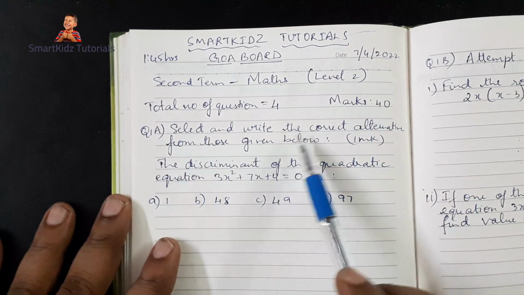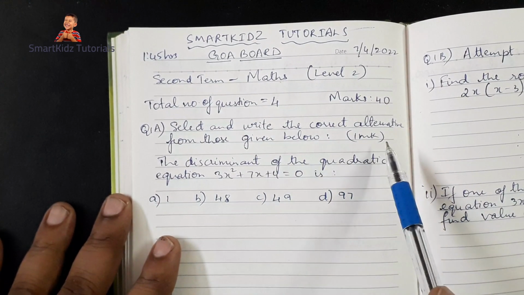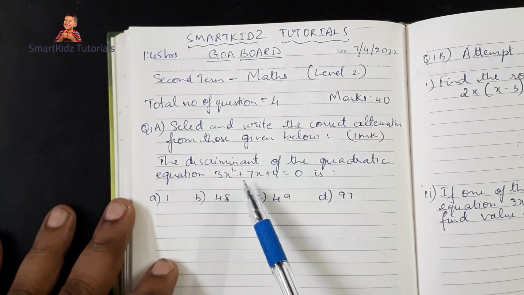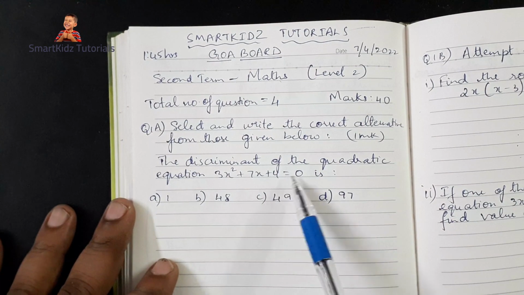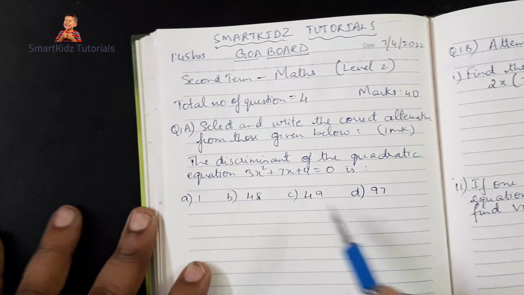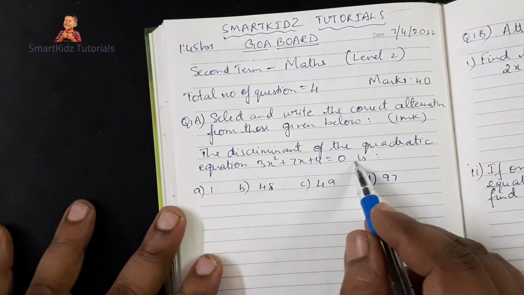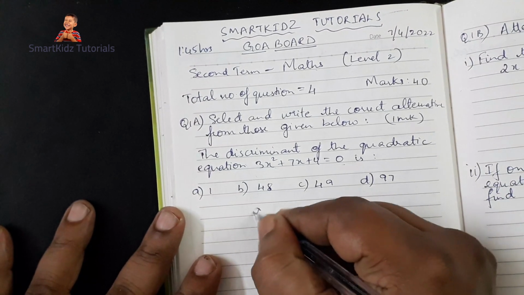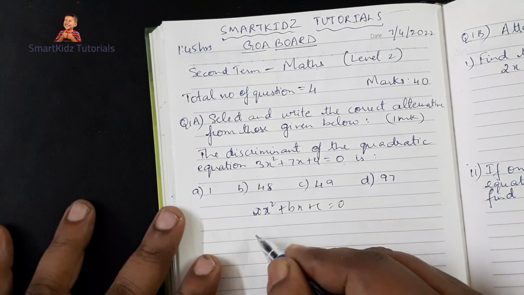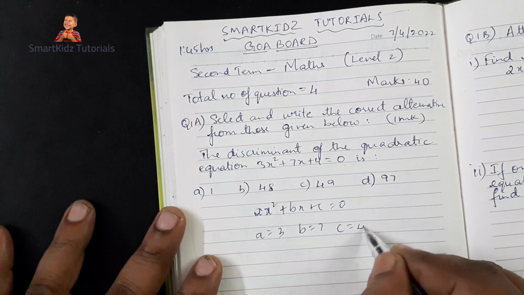Let's begin with the first question. Question 1a. Select and write the correct alternative from those given below, and this is for 1 mark. It says the discriminant of the quadratic equation 3x squared plus 7x plus 4 equal to 0 is one of these choices. Let's solve this. If we compare this to the general quadratic form, that is ax squared plus bx plus c equal to 0, we get a equal to 3, b equal to 7 and c equal to 4.